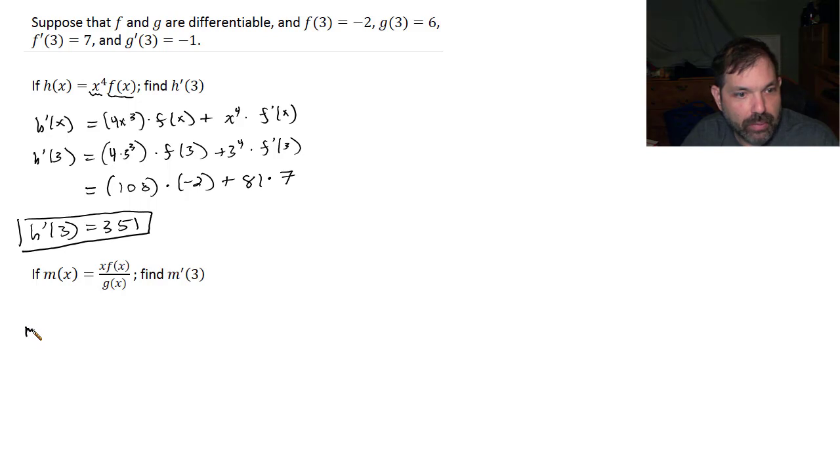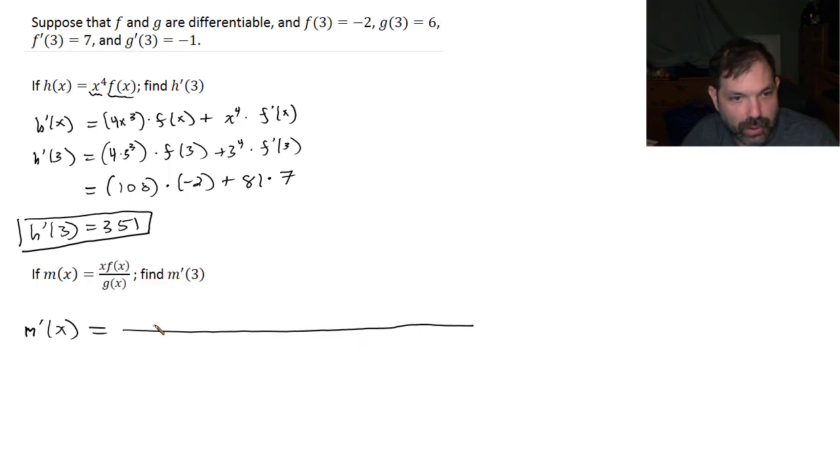All right, let's calculate m prime of x. M prime of x would be, let's see, I have a big fraction bar here. All right, so now I need to differentiate the top. The top is x f of x, so I'm going to have to use a product rule here. Differentiating x f of x, that would be 1 times f of x plus x f prime of x. That's just the derivative of the top.